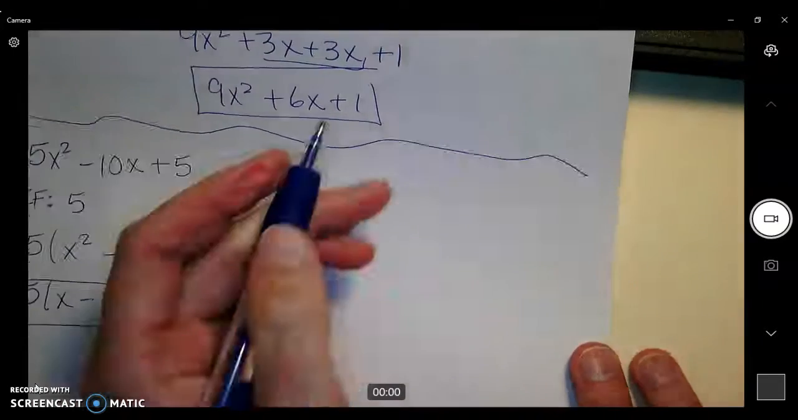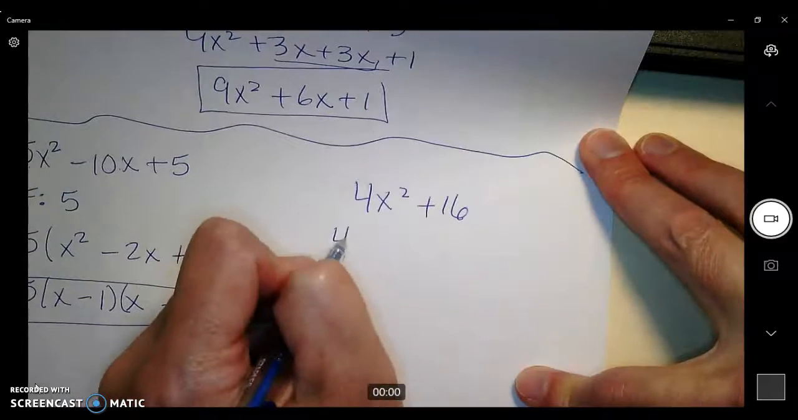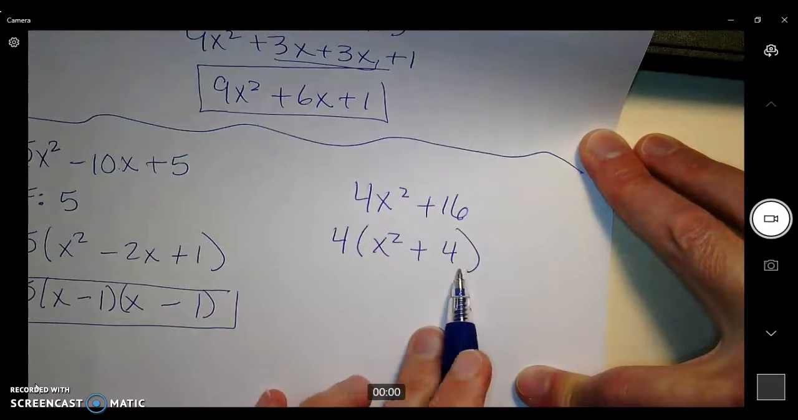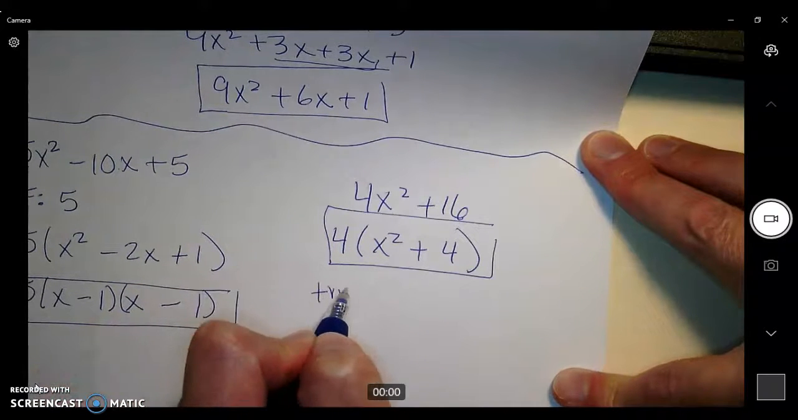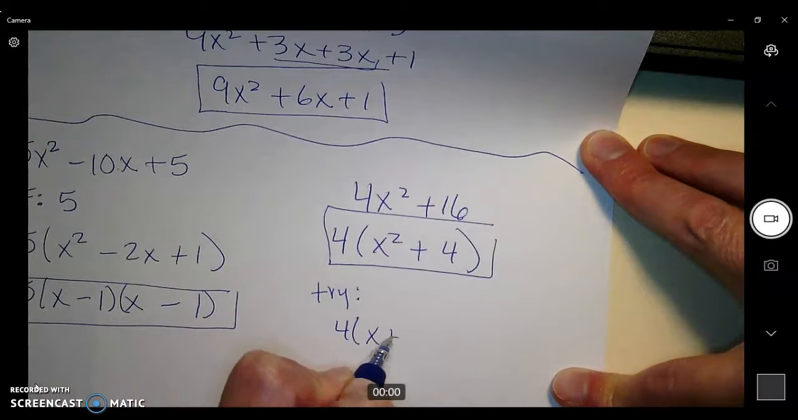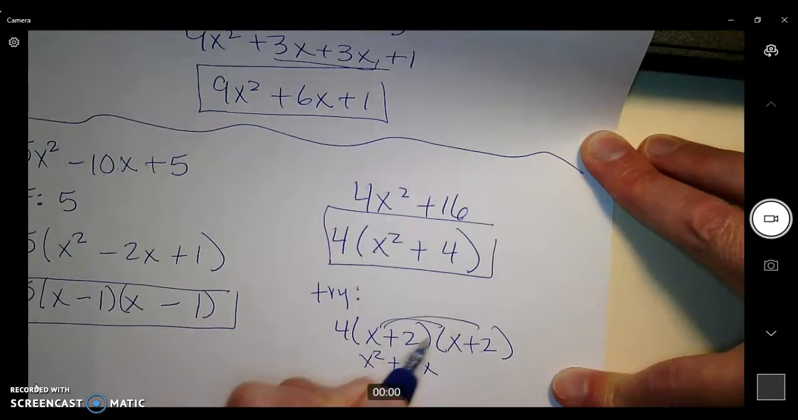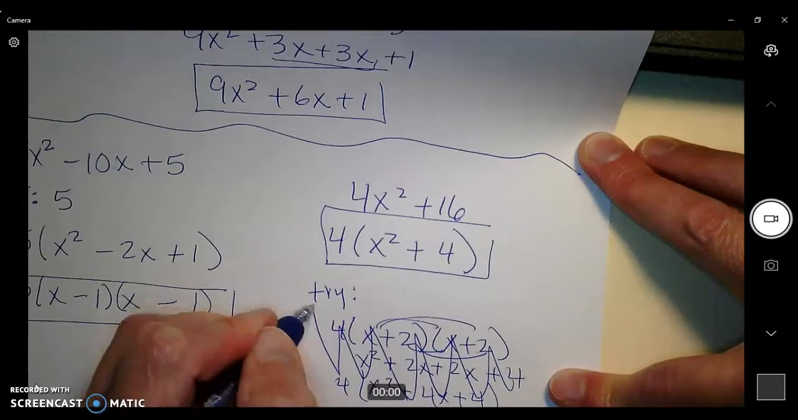The next one we're going to try is 4x squared plus 16. First thing you're going to look for is GCF. Take the 4 out. I get 4 times (x squared plus 4). This is as far as it can go. It's not able to be factored any further. So if we try (x plus 2) times (x plus 2), 2 times 2 is 4. When you actually FOIL this back out, you end up with a middle term. So you end up with x squared plus 4x plus 4, all of that times 4. That doesn't equal that, so this doesn't work. So there's my answer.